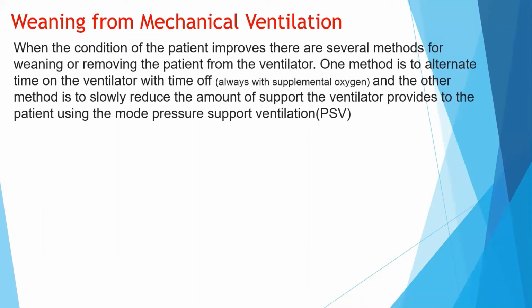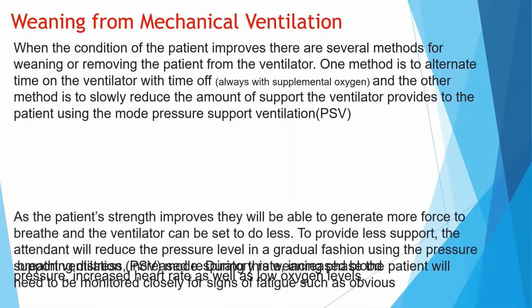Weaning from mechanical ventilation. When the condition of the patient improves, there are several methods for weaning or removing the patient from the ventilator. One method is to alternate time on the ventilator with time off. And the time off will always be supplemented with oxygen. And the other method is to slowly reduce the amount of pressure or pressure support the ventilator provides to the patient using the mode pressure support ventilation.